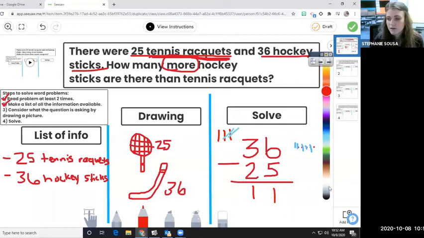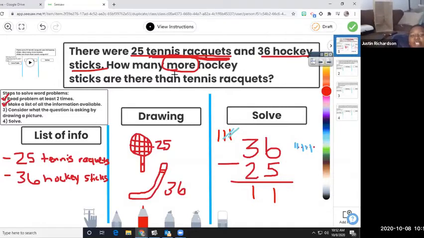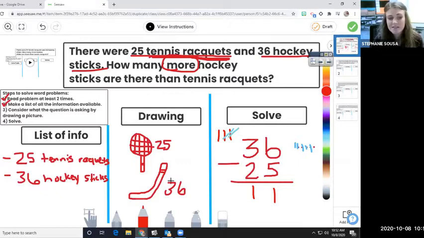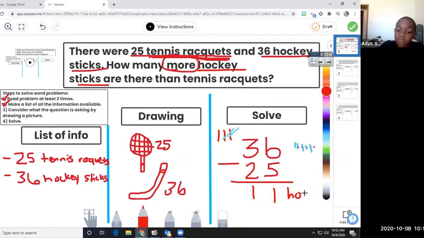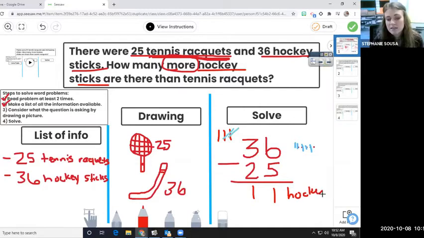Extra tennis rackets and hockey sticks. 11 hockey sticks? 11 hockey sticks. Yep, not the tennis rackets. It's only the hockey sticks because the question was how many more hockey sticks are available. So I need to put my label of 11 hockey sticks.